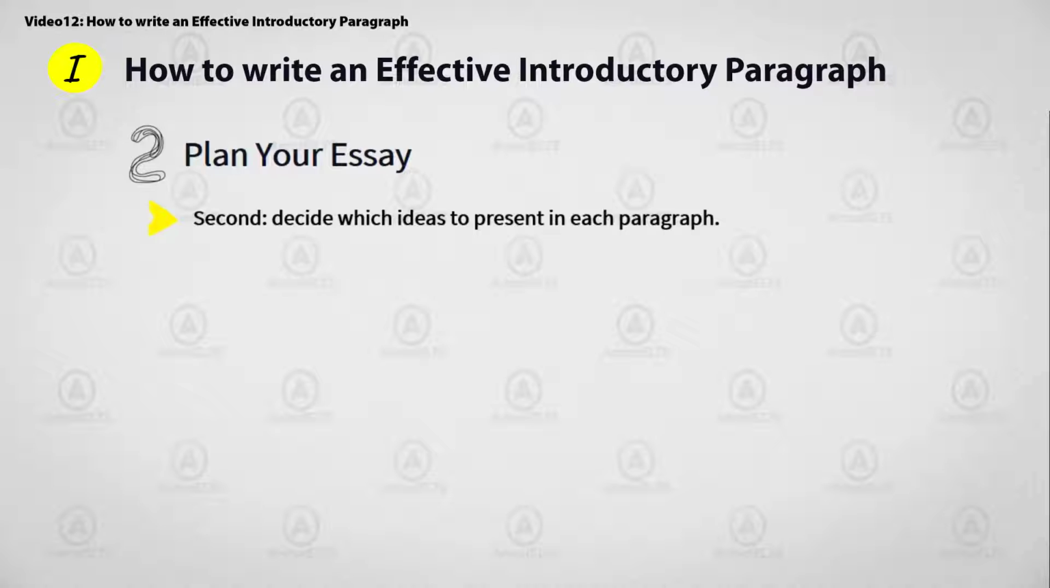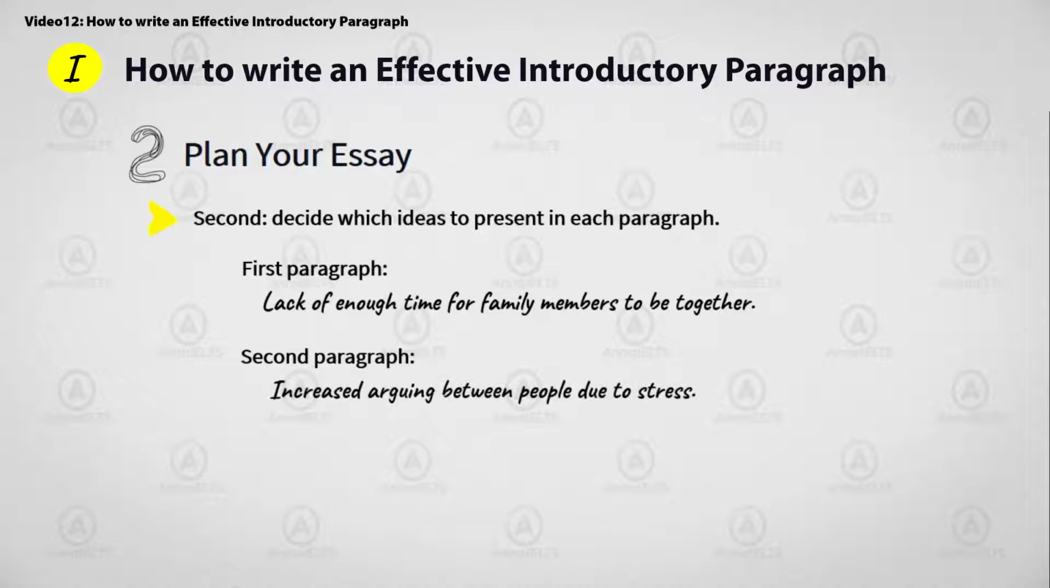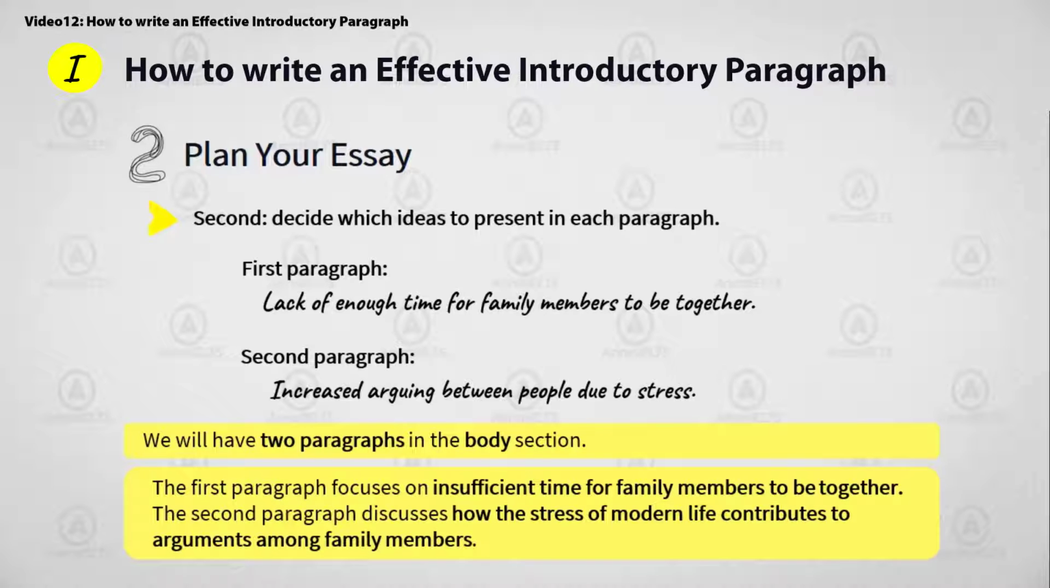Second, decide which ideas to present in each paragraph. Let's see what we're going to put in the first paragraph. Lack of enough time for family members to be together. Now let's see the second paragraph. Increased arguing between people due to stress. So as you can see, we'll have two paragraphs in the body section. The first paragraph focuses on insufficient time for family members to be together. The second paragraph discusses how the stress of modern life contributes to arguments among family members.